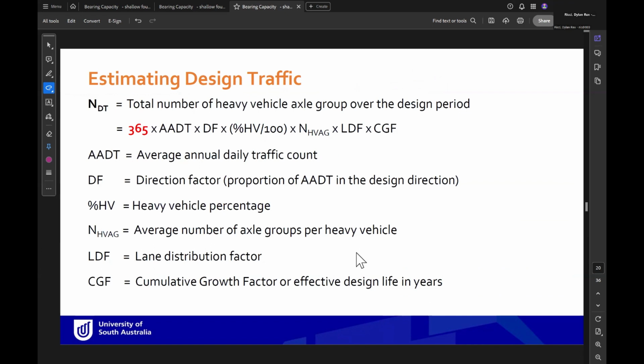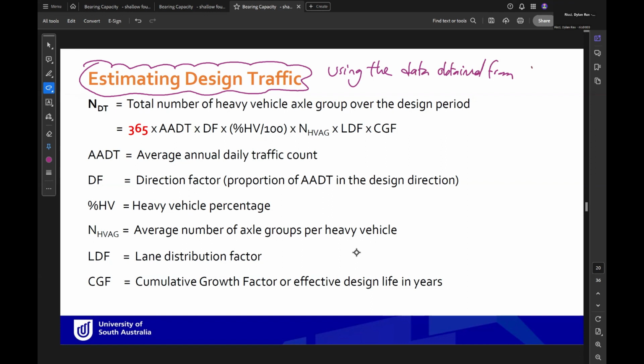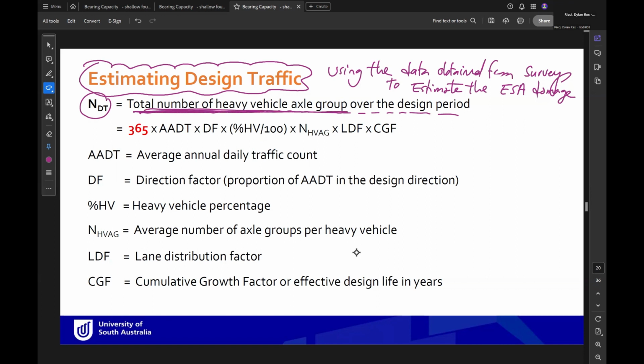And now the important part is how we can use these values, the data obtained from surveys, to estimate the damage or the ESA damage. To estimate the design traffic, or the design traffic expected damage, we will need to calculate a parameter called NDT, which is the total number of heavy vehicle axle groups over the design period.